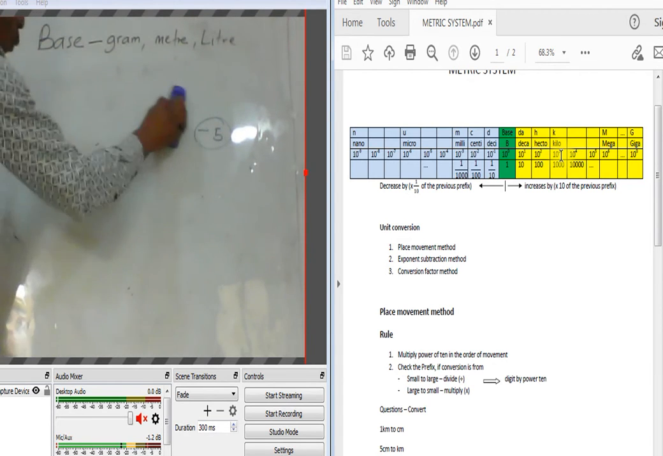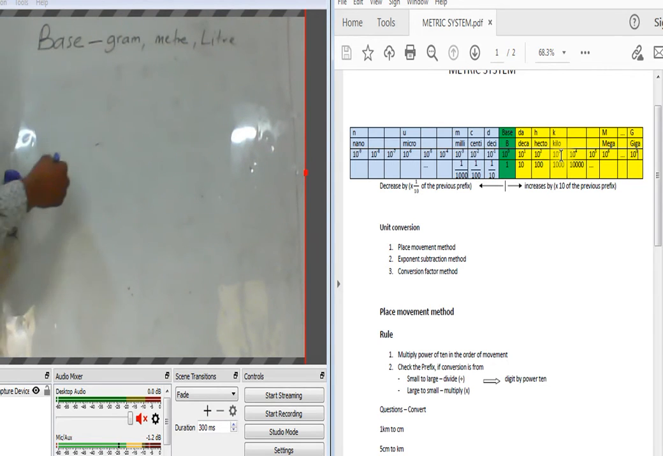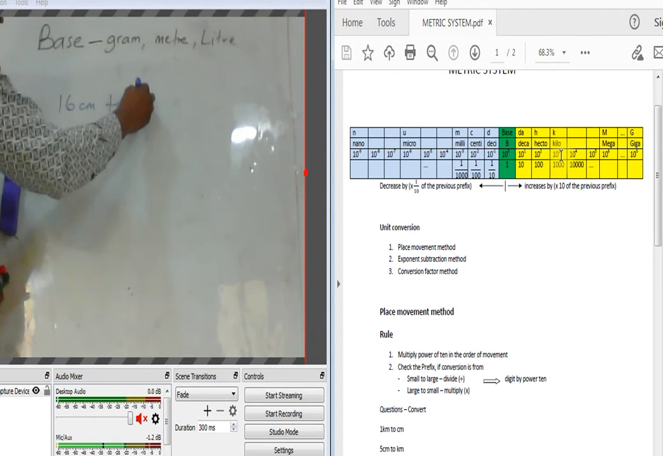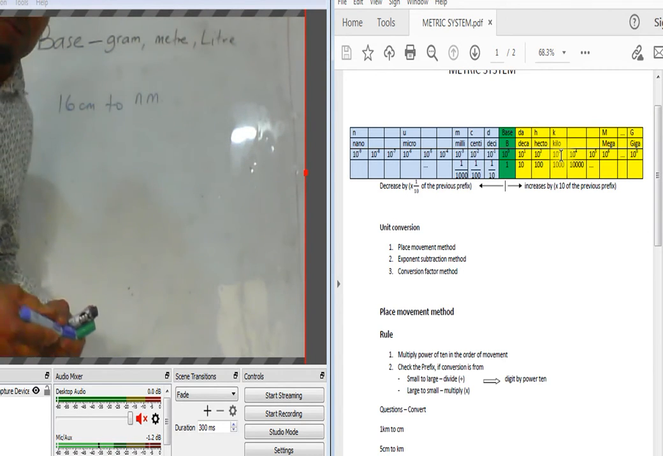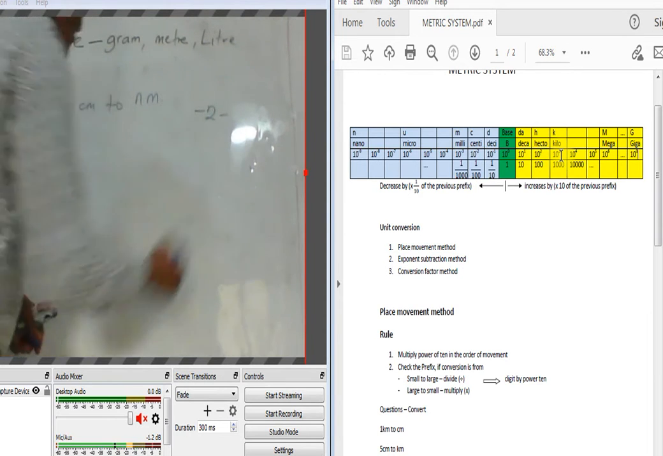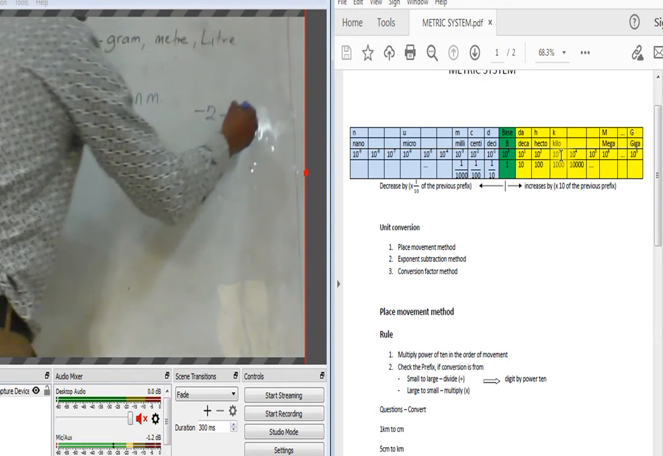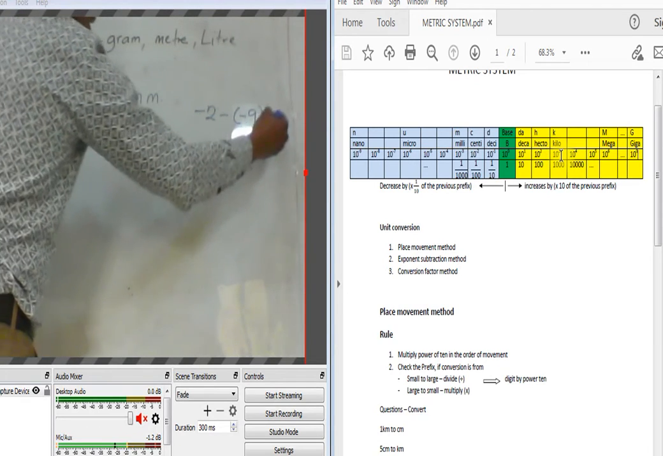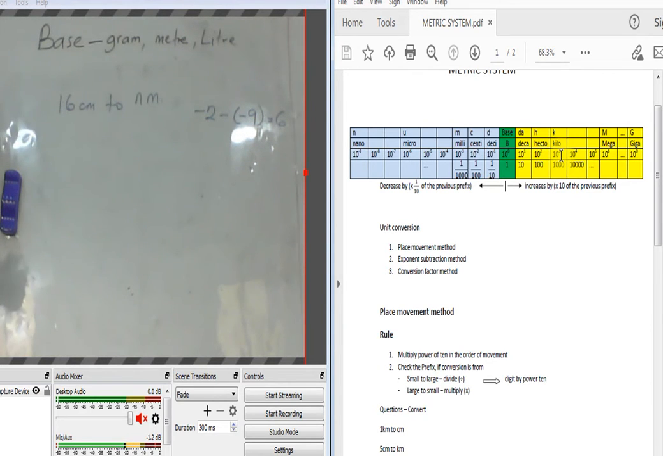Okay, now the next one we're going to take randomly is 16 centimeter to nanometer. Okay, 16 centimeter to nanometer. Let's look at the centi. We have the power is -2 minus the nanometer there. The power is -9, which is going to be minus 9. Remember, minus and minus make a plus, so we have 6 as the result, positive 6, isn't it?